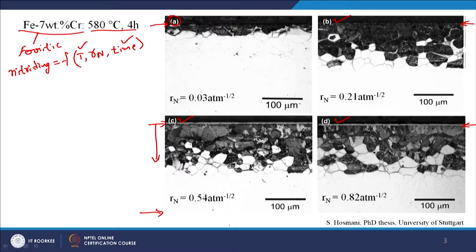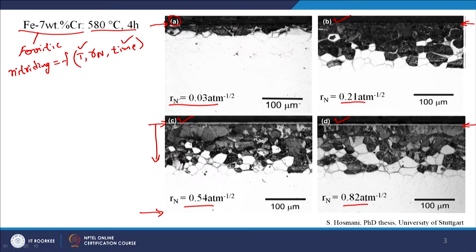Now, what is the difference between A, B, C and D? As we said, we are varying only the nitriding potential. In this case the nitriding potential is 0.03, 0.21, 0.54 and 0.82.